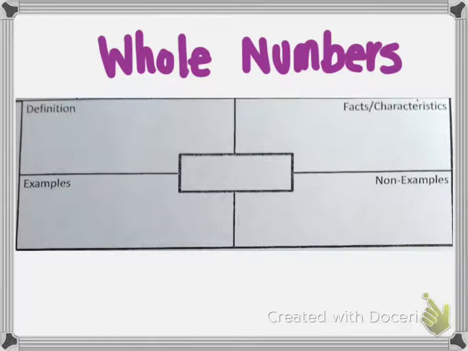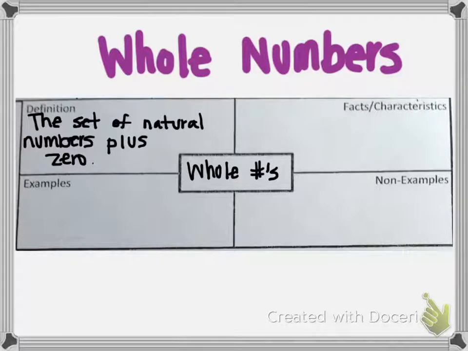Our next Frayer model is whole numbers. So in the middle, we're going to write whole numbers. These are what you learned after natural numbers. And the definition is the set of natural numbers plus zero. So whole numbers include all natural numbers. If it's a natural number, it's automatically a whole number. It includes all natural numbers, and it also includes zero.